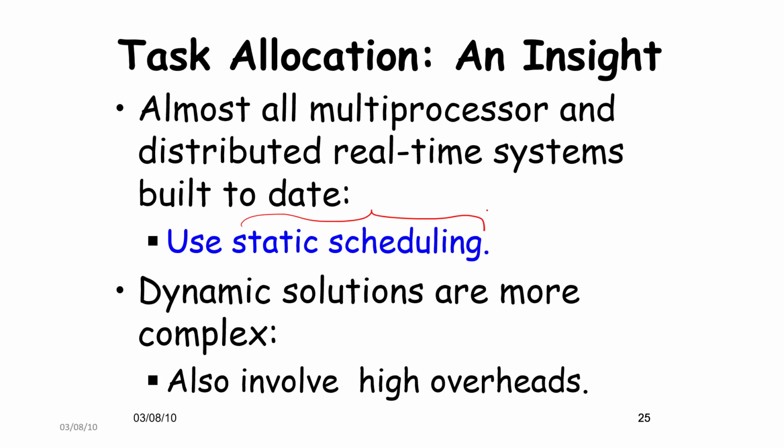That is why a large number of practical systems use static scheduling, because there is also a degree of predictability. You know the tasks that will arise or may arise with a very high probability, so you can go with this. Dynamic solutions are much more complex and involve high overheads, similar to the typical RMS versus EDF debate. They are more complex, but they may provide better solutions if we can manage the complexity.